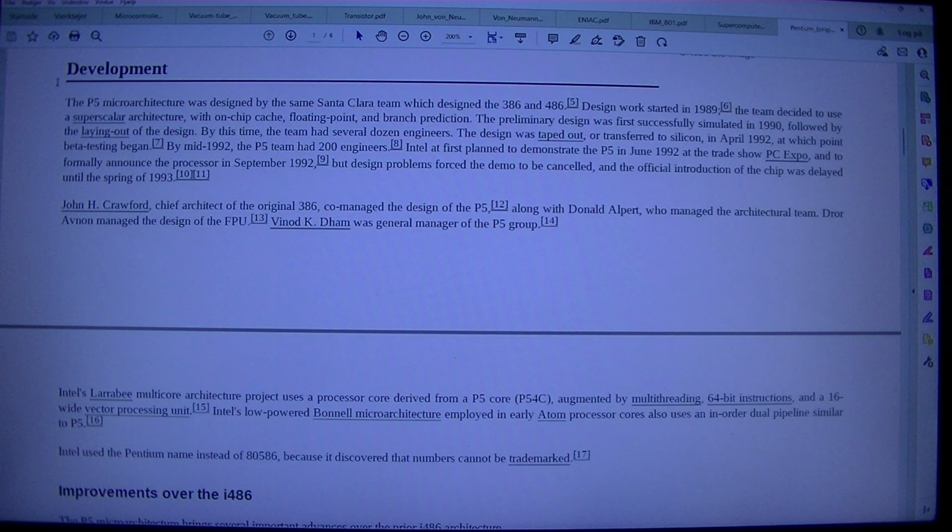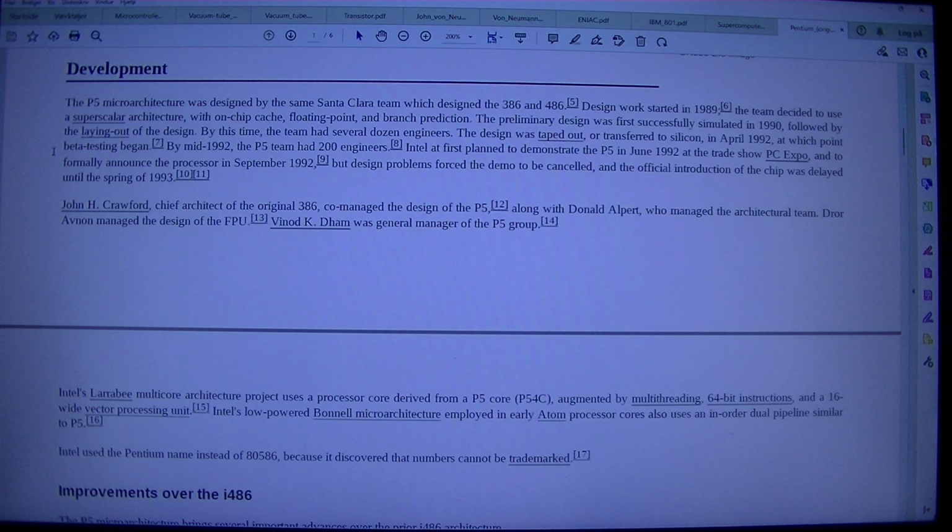Development. The P5 microarchitecture was designed by the same Santa Clara team which designed the 386 and 486. Design work started in 1989. The team decided to use a superscalar architecture, with on-chip cache, floating point, and branch prediction. The preliminary design was first successfully simulated in 1990, followed by laying out of the design. By this time, the team had several dozen engineers. The design was taped out, or transferred to silicon, in April 1992, at which point beta testing began. By mid-1992, the P5 team had 200 engineers.